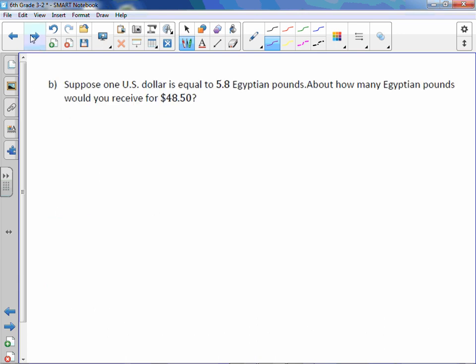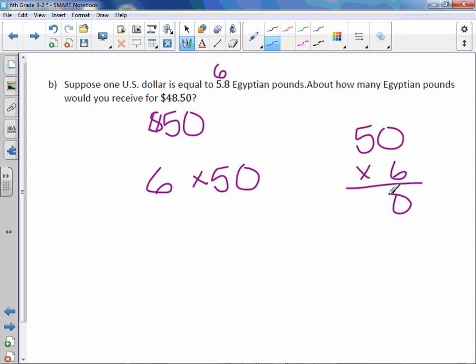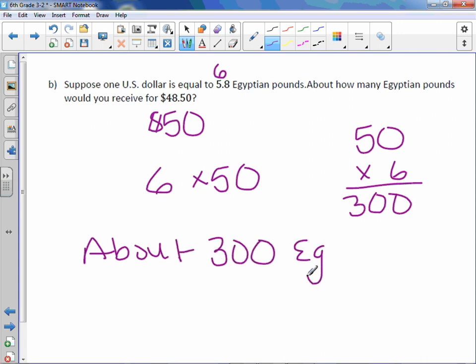Letter B. Suppose 1 US dollar is equal to 5.8 Egyptian pounds. About how many Egyptian pounds would you receive for $48.50? I would estimate 5.8 to be 6, and I would estimate 48.50 to be $50. So $1 is 6 Egyptian pounds. We want to know $50, so we need to multiply them. 50 times 6. So our answer is about 300 Egyptian pounds.